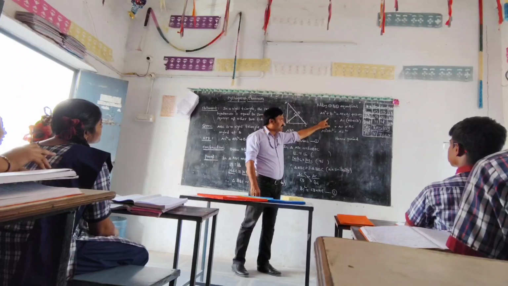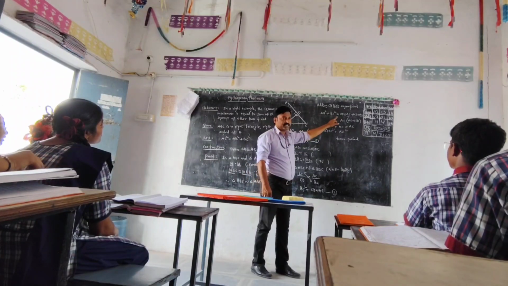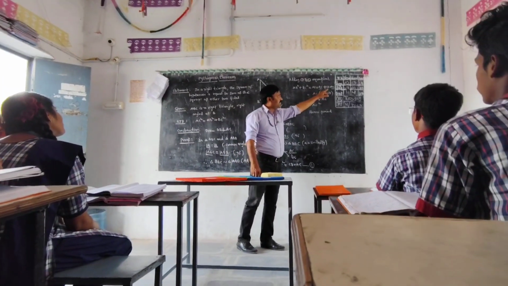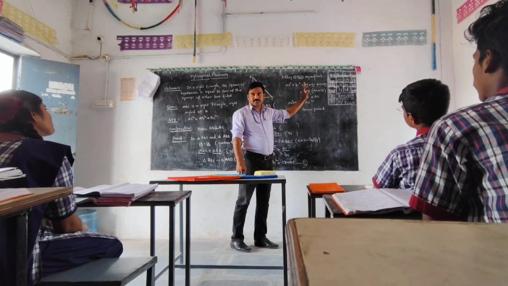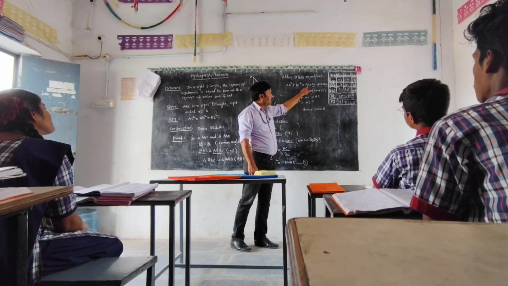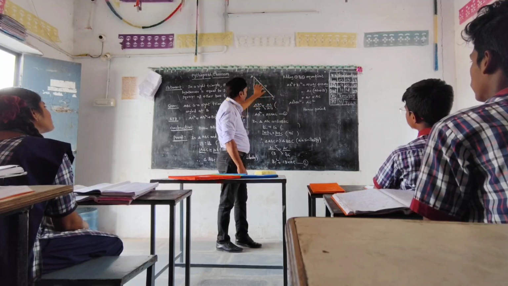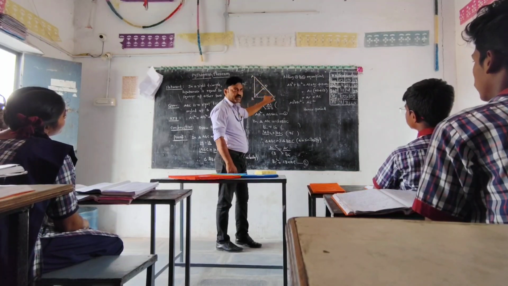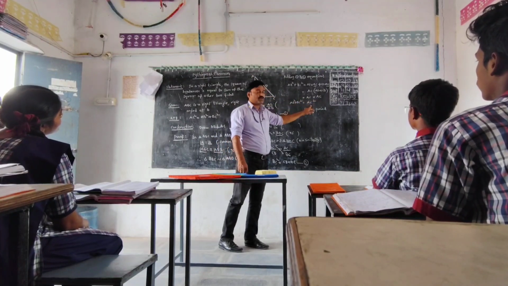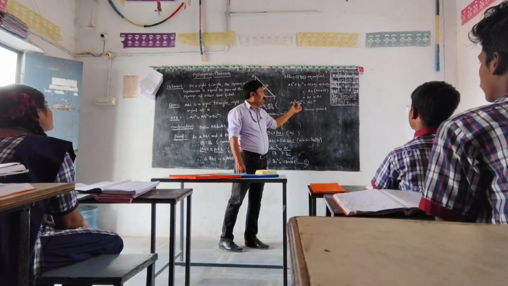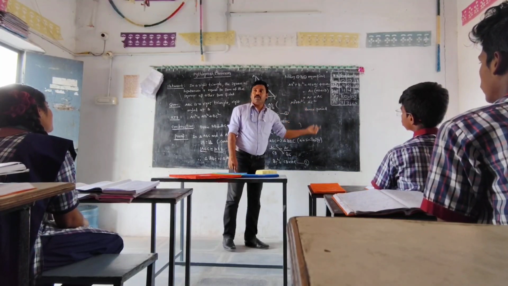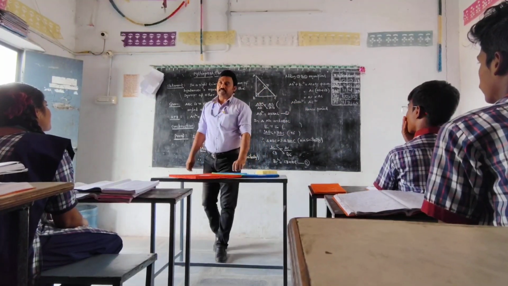If you add the LHS and RHS, we get this. On the RHS, AC is common in the first and second terms. AC common, remaining AD plus CD. In the diagram, AD plus CD is nothing but AC. AC into AC is equal to AC square. So we got AB square plus BC square is equal to AC square. That is the proof of Pythagoras theorem.